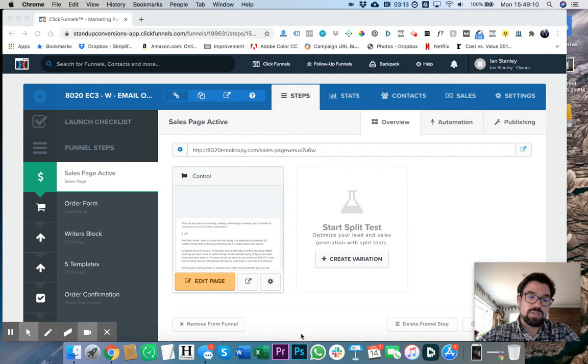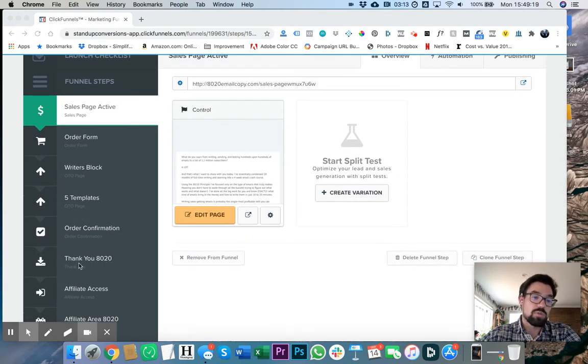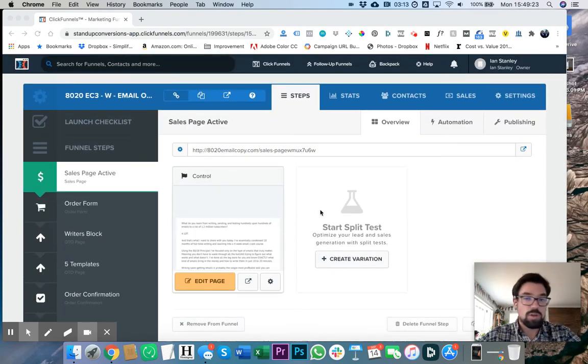It's a very, very simple one too, which is awesome, because you've got your sales page, your order form, your upsell one, your upsell two, and then your confirmation, as well as a thank you page with some downloads on it. So with that, I'm going to go ahead and take you through this funnel.